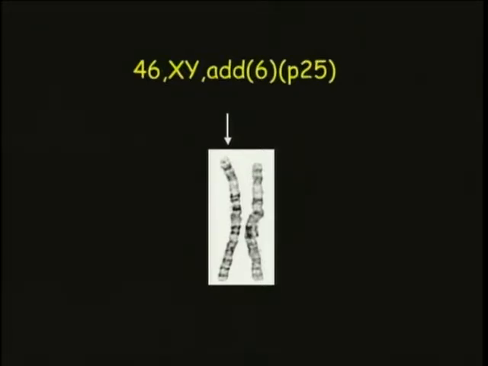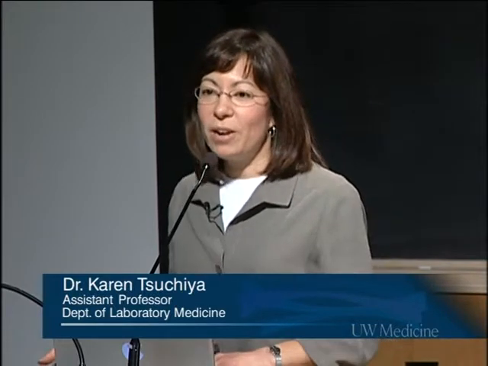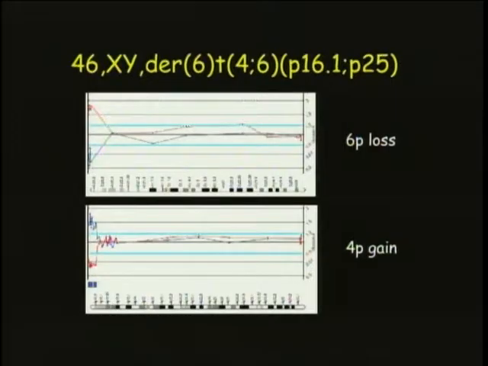So we end up writing the karyotype like this: 46,XY,add(6)(p25). And this is basically cytogenetics shorthand for there's extra stuff at the end of chromosome 6 that doesn't belong there, and we don't know what it is. And it's not very satisfying to write these kinds of karyotypes because they represent an incomplete characterization of the abnormality that's shown here. But if you do Array CGH on this case, you can immediately see what's going on.